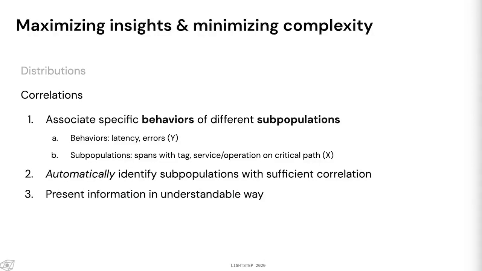And the subpopulations are things like spans on tags or services and operations, basically things that are information or properties of your system. And we can actually automatically identify these subpopulations and surface the ones that have a sufficient correlation to a certain type of behavior. And our goal is also to present this in an understandable way.